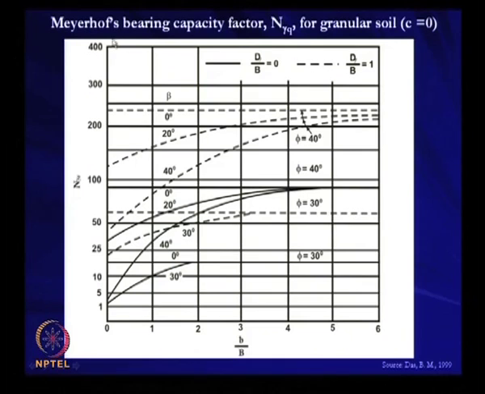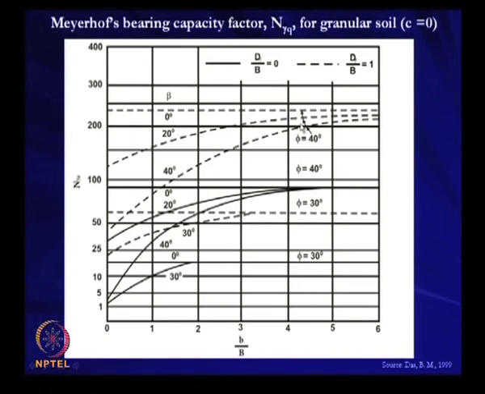So, Meyerhof has proposed these bearing capacity factors for foundations resting on a slope. If C equal to 0, then you have to calculate this N gamma Q. To calculate N gamma Q, you should know the ratio between small b and capital B, and these charts are presented for various values of phi. Beta is the slope angle, which varies from 0 degree to 40 degree: 0 degree, 20 degree and 40 degree.